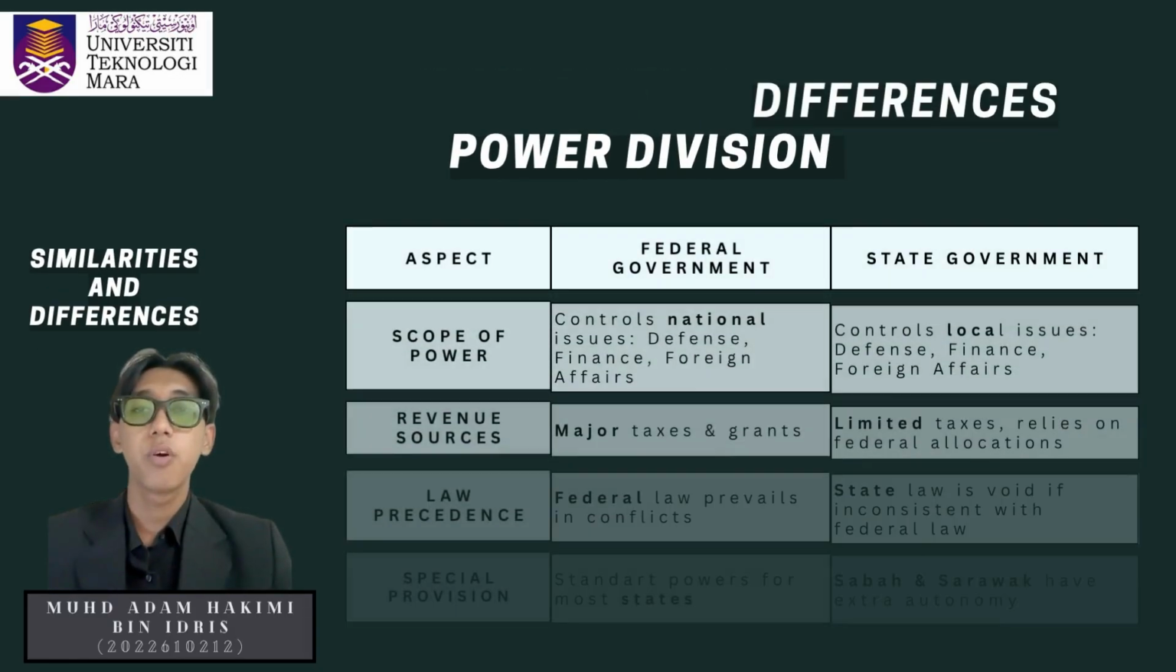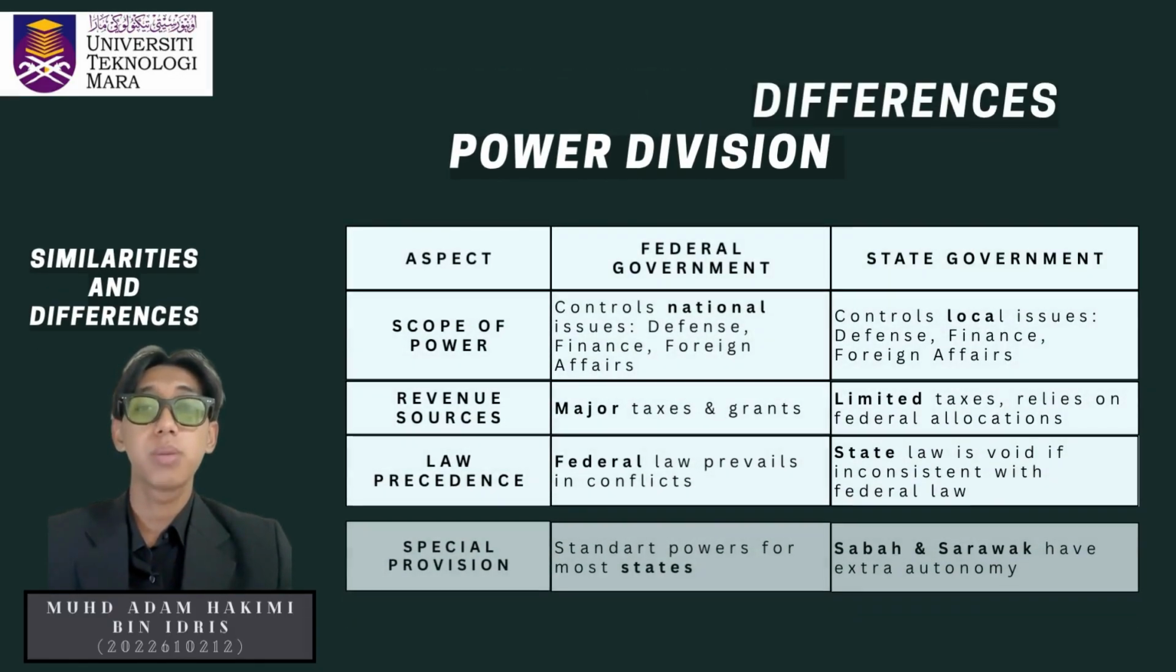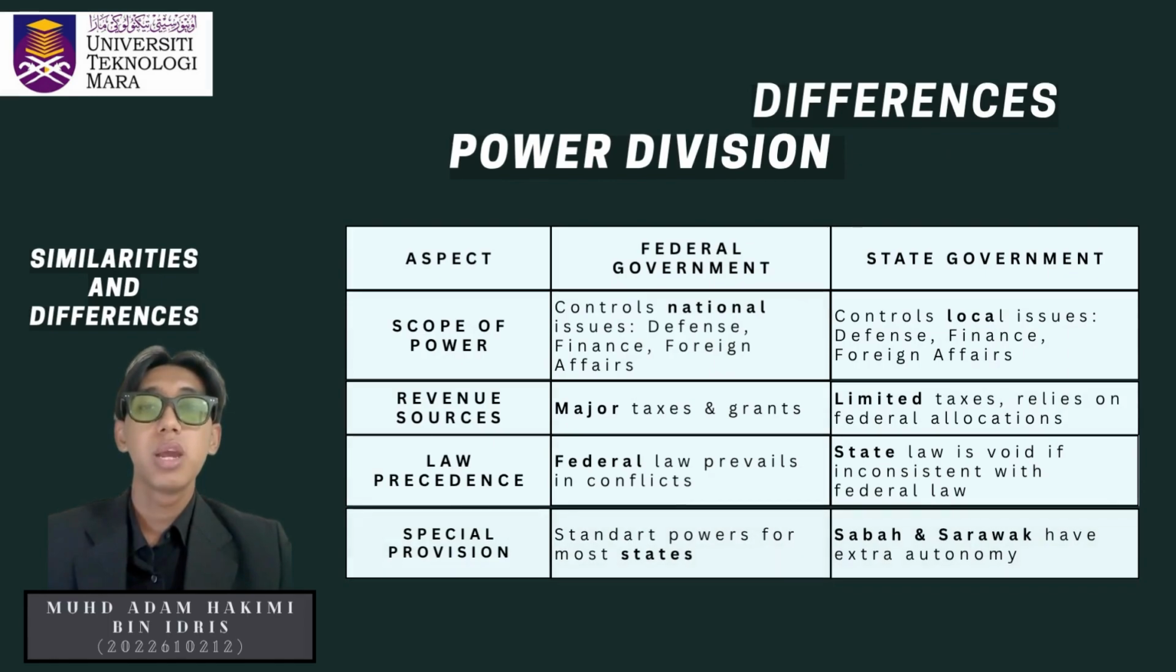Now, let's move on to the differences of power division between federal and state governments. The Federal Constitution also sets clear boundaries on what each level of government can do, and these differences are crucial for understanding how Malaysia is governed. For example, the federal government is responsible for national matters such as defense and finance, while state governments focus on local issues like lands and religion.